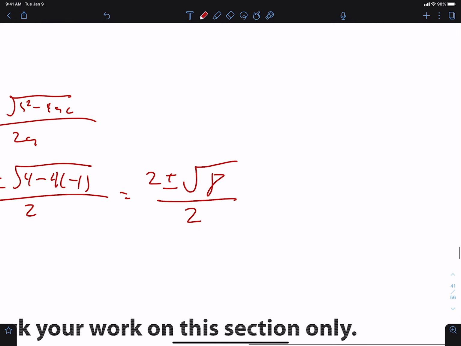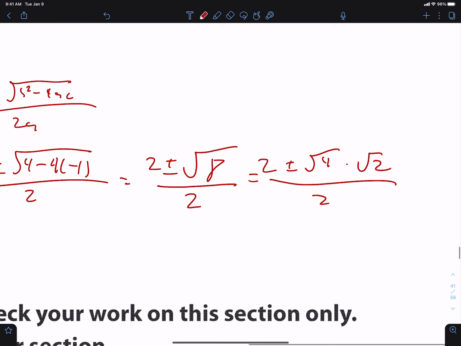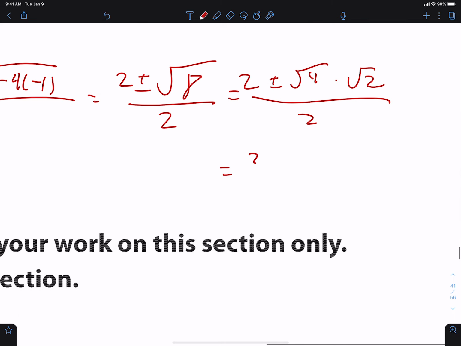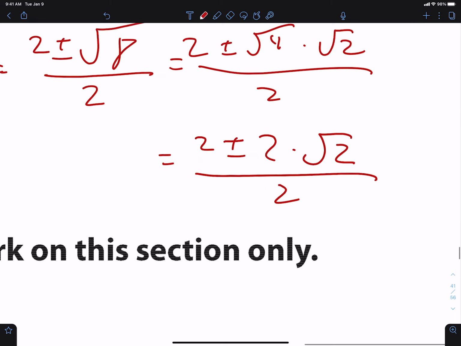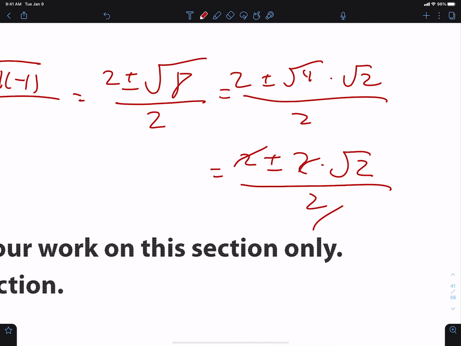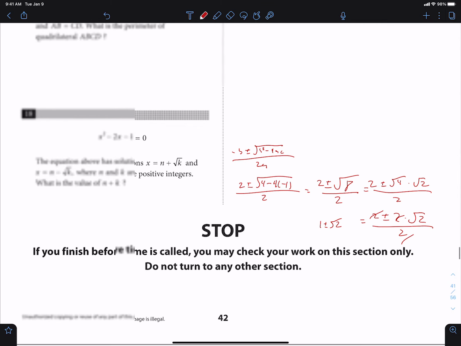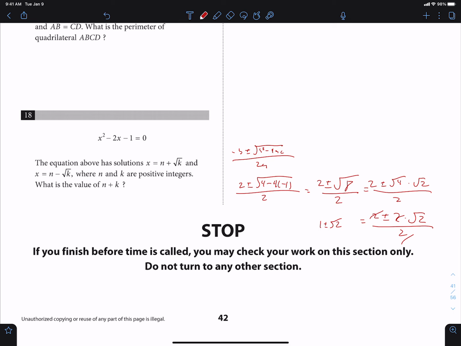And remember, the square root of 8 can be rewritten as the square root of 4 times the square root of 2. The square root of 4 becomes 2. So then we get 2 plus or minus 2 times root 2 over 2. If we divide everything by 2, cancel, cancel, cancel, we get 1 plus or minus the square root of 2. And they want the term on the outside plus the term in the root. That's going to be 1 plus 2, which is 3.